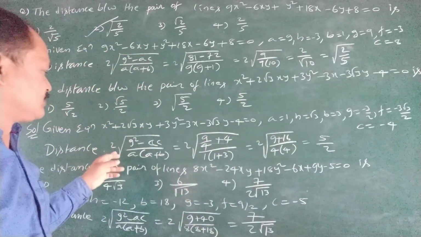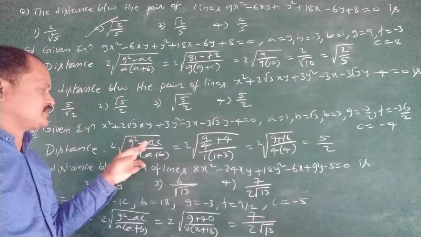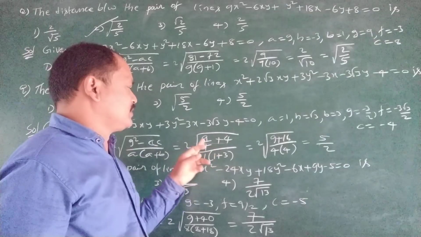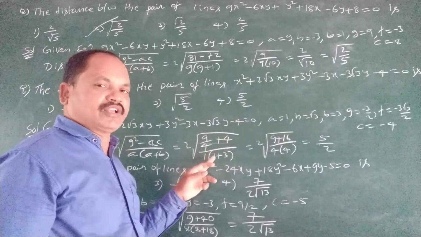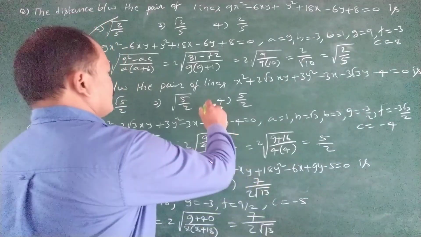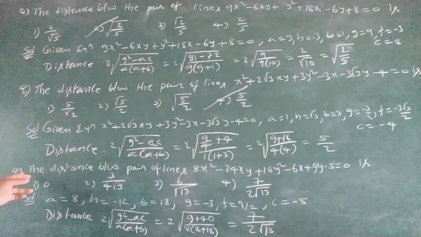So the given equation represents pair of parallel lines. That's why the distance between the pair of parallel lines is 2 times root of (g square minus ac) by a into (a plus b), that is 2 times root of (9 by 4 plus 4) by 1 into (1 plus 3). After simplification, we get 5 by 2. That's why it is the fourth option. That's all. Now we are going to the next question.